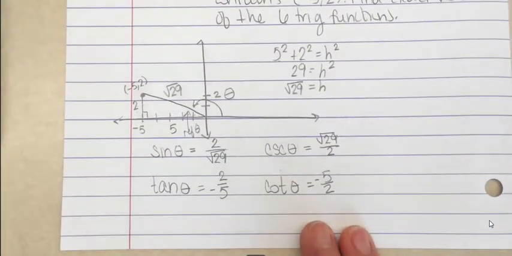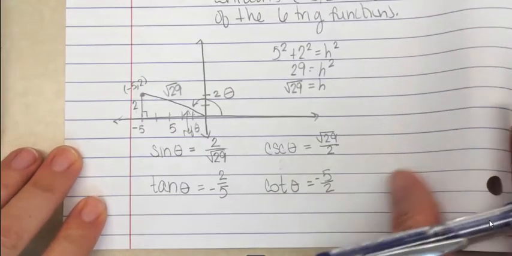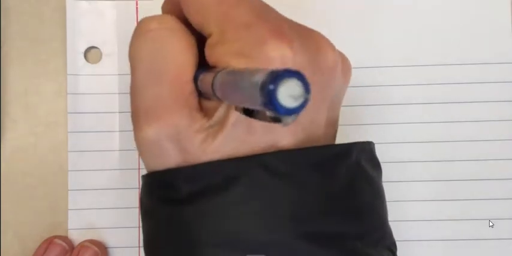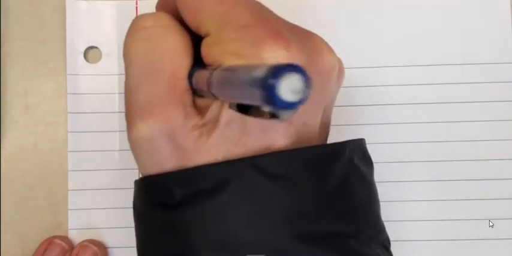Okay, moving on. I'm imagining you can do cosine of theta and secant theta. I think you'd be able to do that on your own. Let's move on to example 3. So this will bring in some of our special right triangles.